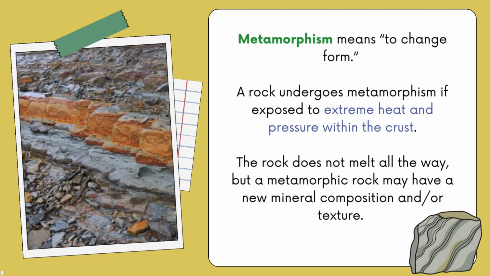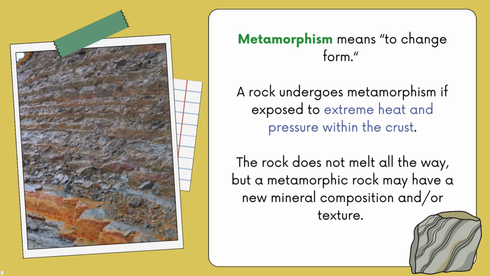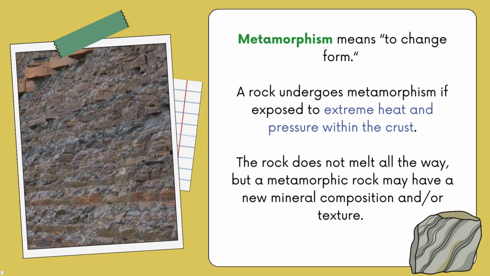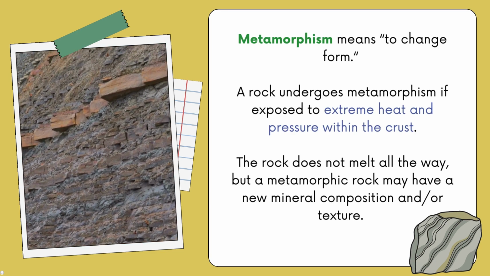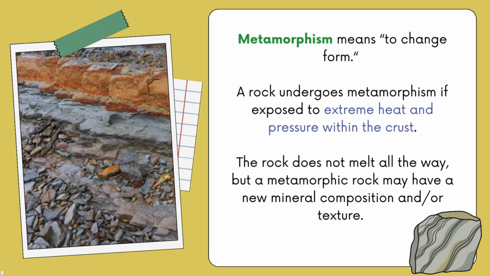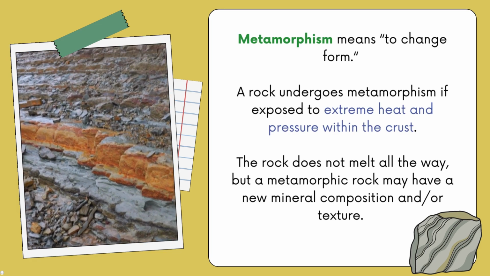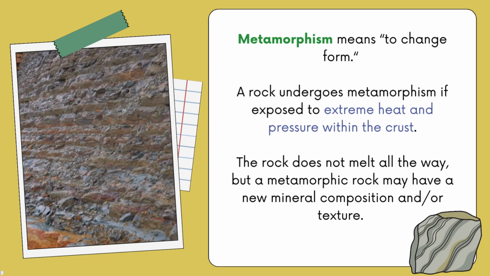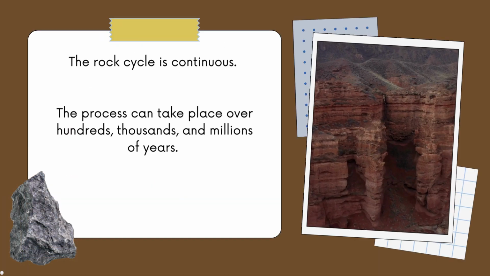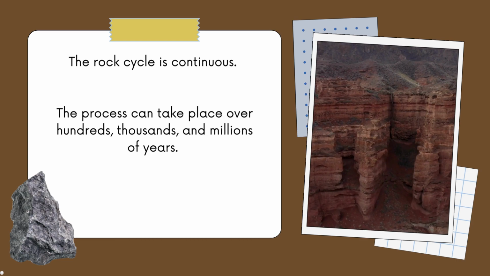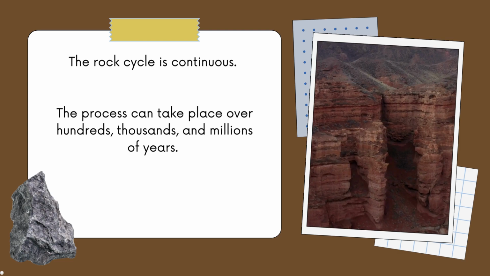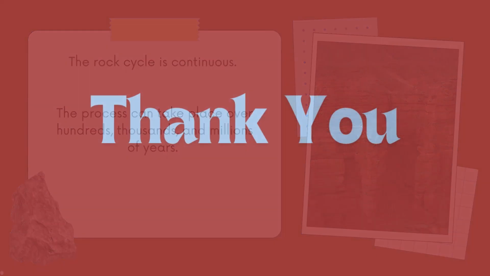Now we move on to metamorphic rocks. Metamorphism means to change form. A rock undergoes metamorphism if exposed to extreme heat and pressure within the Earth's crust. The rock does not melt all the way, but a metamorphic rock may have a new mineral composition and maybe even a new texture. It is important to remember that the rock cycle is continuous. The process can take place over hundreds, thousands, and even millions of years.